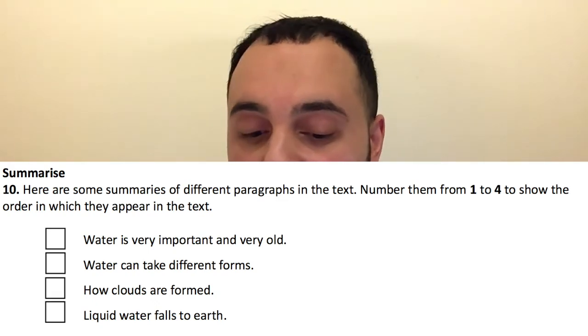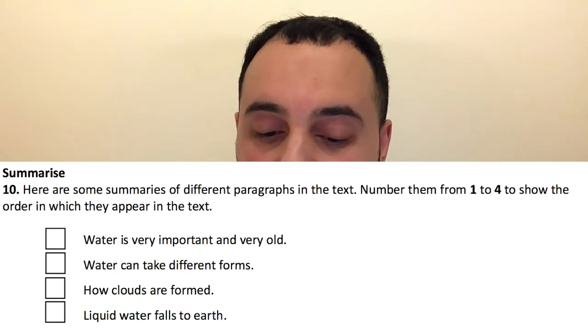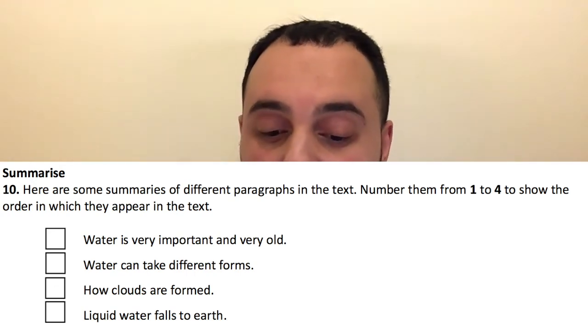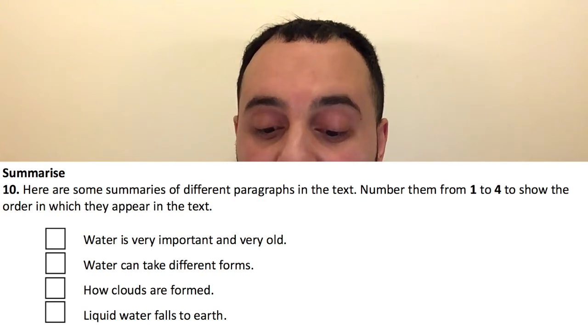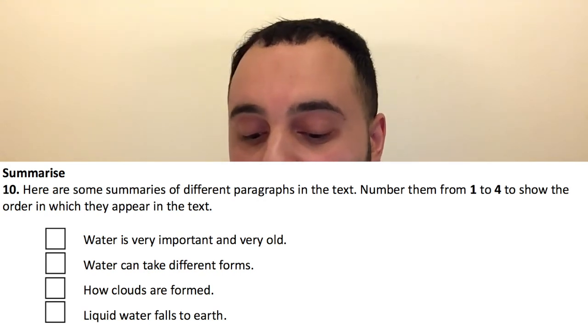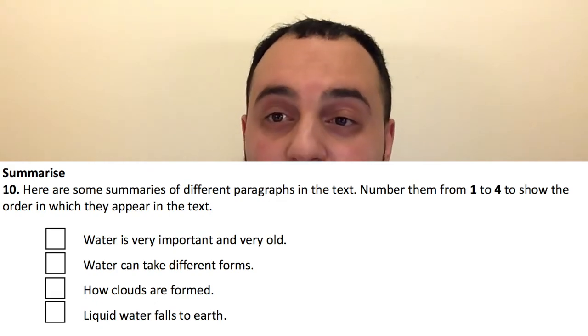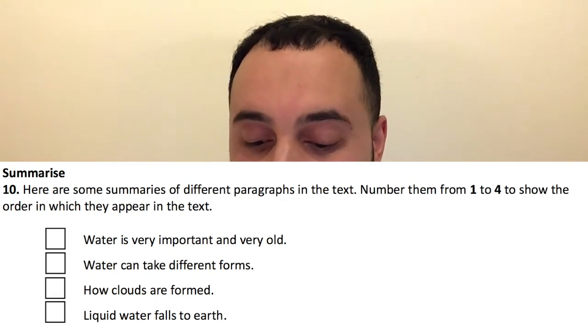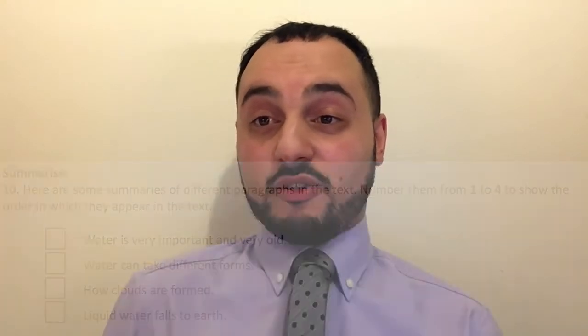Number 3 is going to be the liquid water falling to earth. Okay, that's in the precipitation section. That comes after that. So precipitation, the liquid water then falls to earth. That is point 3. And the last bit, water is very important and very old. That's in our wonderful water section, isn't it? Right at the end there, where it says it's essential for all life on earth. So there you go. It should be the order of 4, 1, 2, 3.